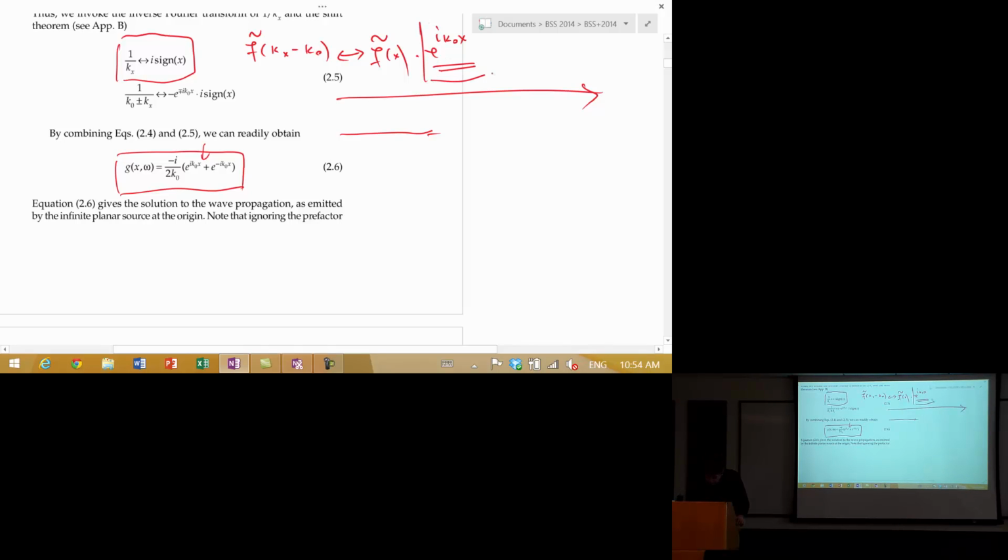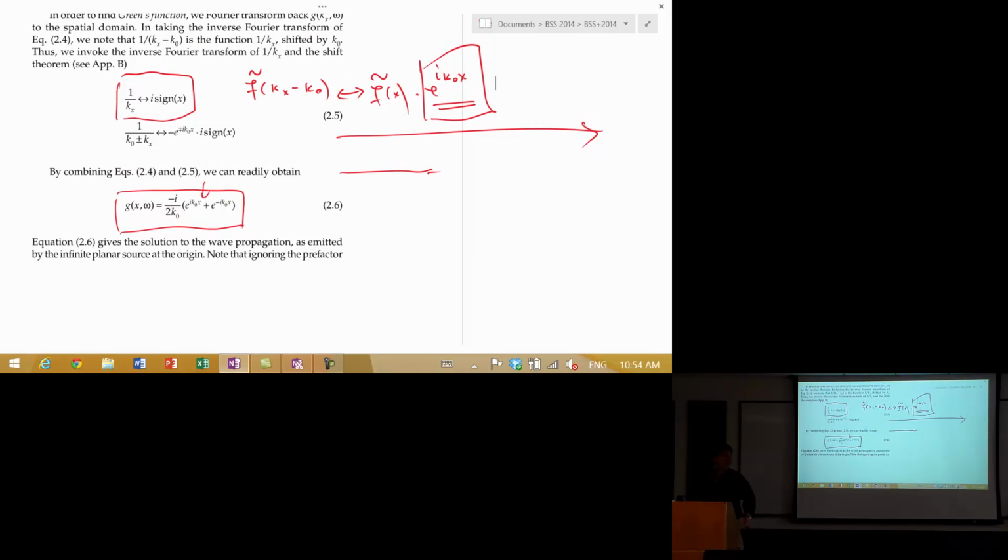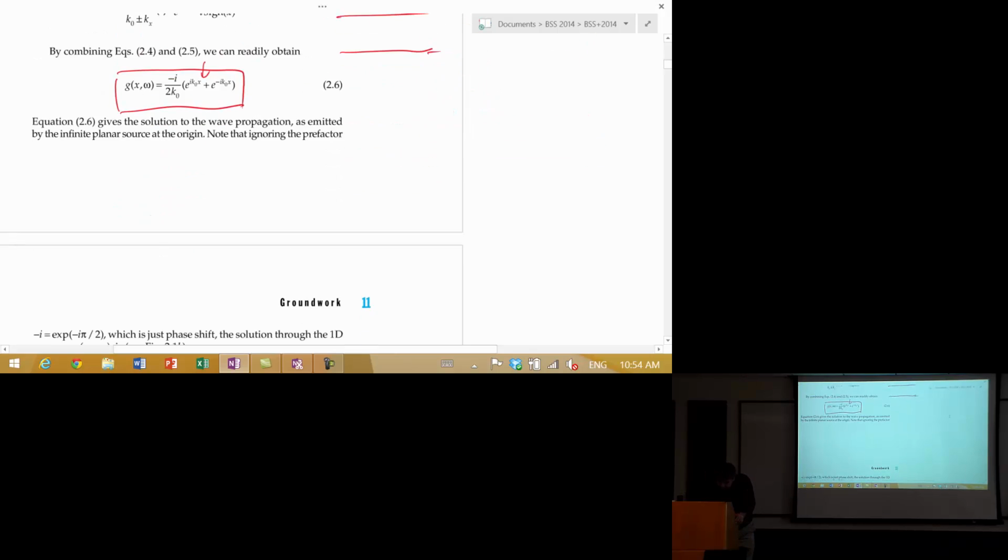So, what does this exponent remind you of? e to the i k naught x. Well, let's look at it. So first of all, we got two waves, right? We have a constant here that has the k naught in it, so omega over c. And then I have a simple exponential. One is positive, one is negative. So I have a wave that goes this way, another wave that goes backwards from my planar source.